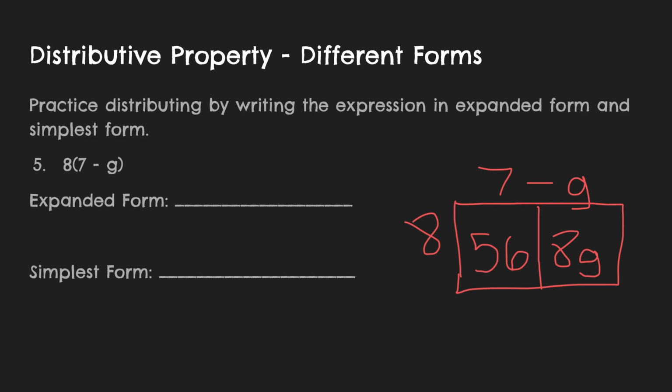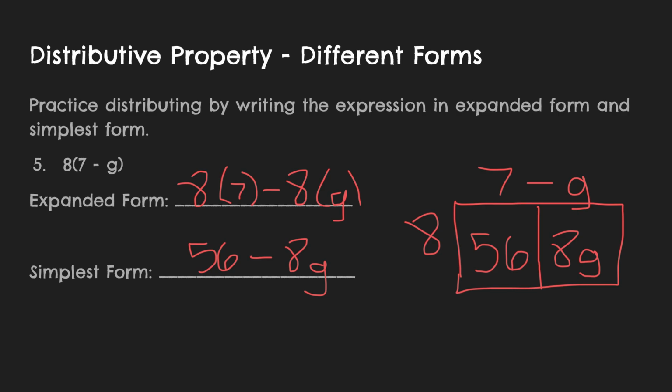So my expanded form, I did 8 times 7 minus this time 8 times g. And then my final answer would be 56 minus 8g. So that would be my expression in the simplest form. Can't solve it yet, but once we get to algebra, our next unit, we'll use the distributive property and then we'll solve these, which gets super fun.